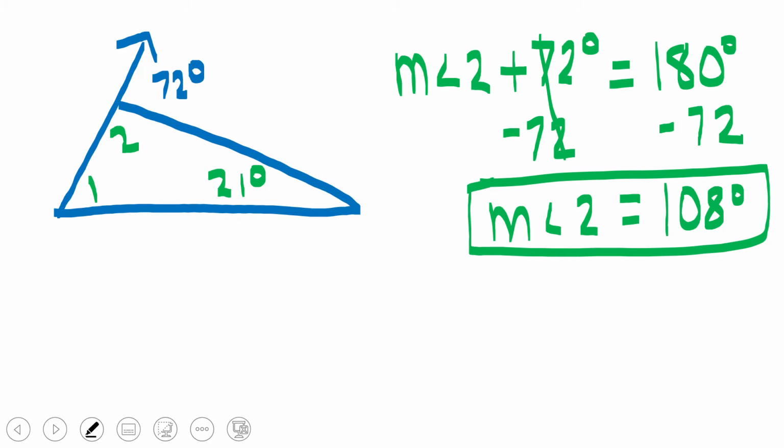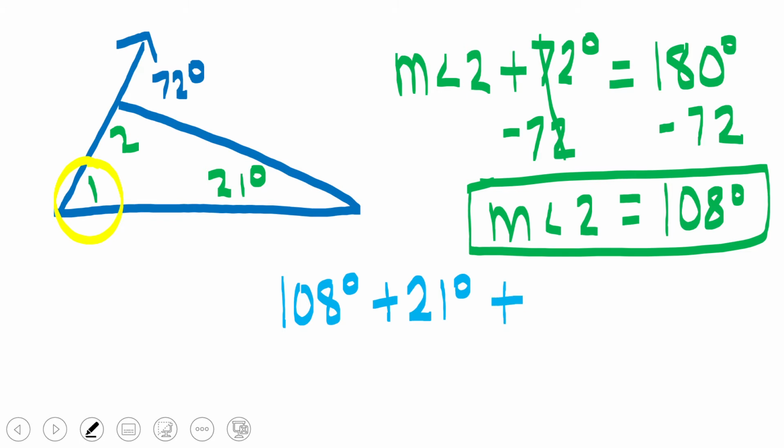Okay, so we know the measure of angle 2 and we know 21 degrees. We still can solve for the measure of angle 1 here. So to do that, we say the measure of angle 2 is 108 degrees. The remaining angle given is 21 degrees, and the measure of angle 1 is unknown, all set equal to 180.